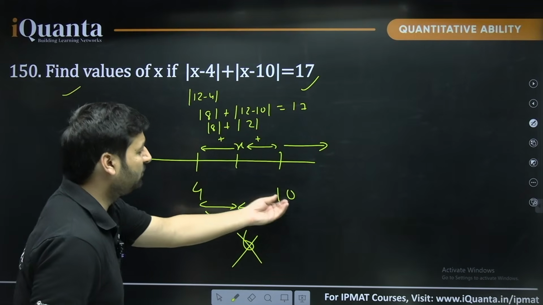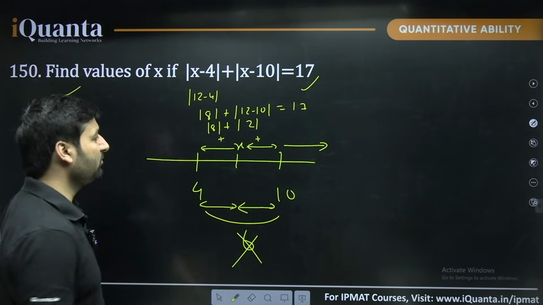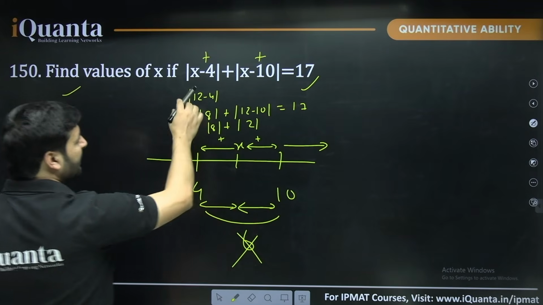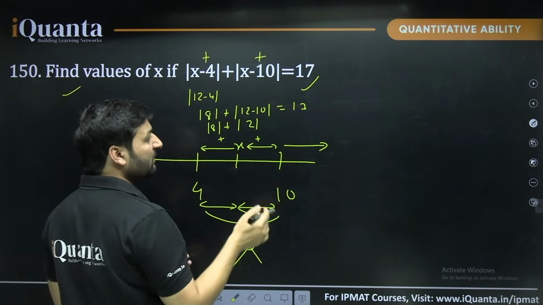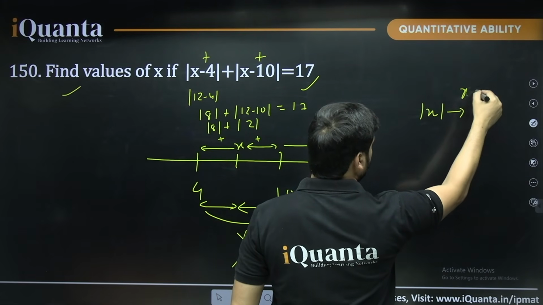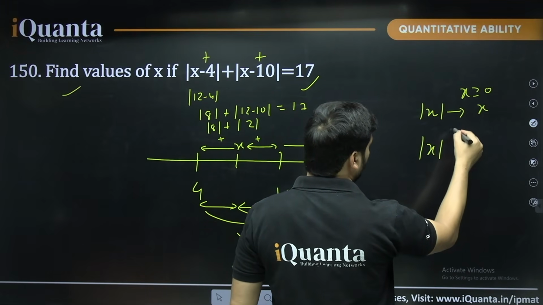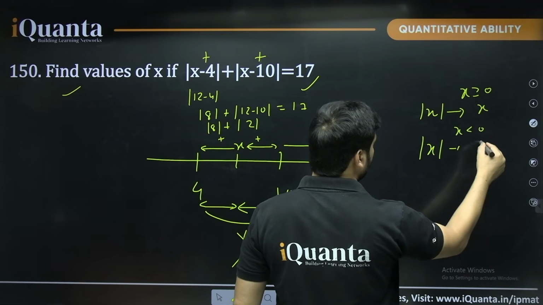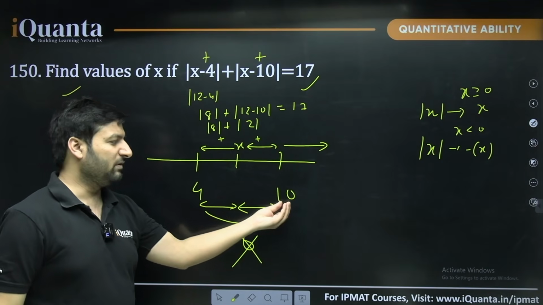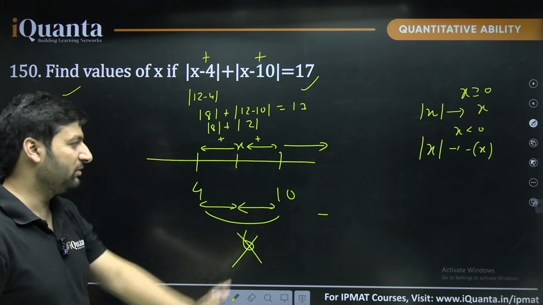Putting any value which is more than 10 will make the quantity inside the modulus positive, right? So, this mod will open with positive, and this will open with positive. When there is a positive quantity inside the mod, x greater than or equal to 0, mod opens simply like x. But if the quantity inside mod x is less than 0, then mod opens with negative of x. So, if you put any value of x which is greater than 10, both modulus are going to open with positive.